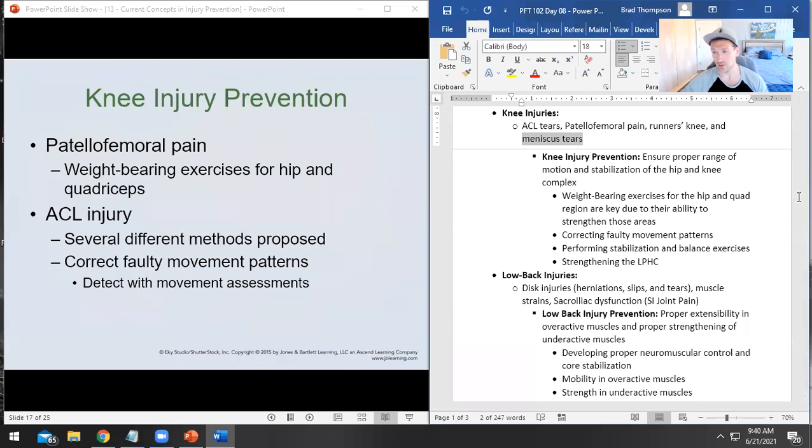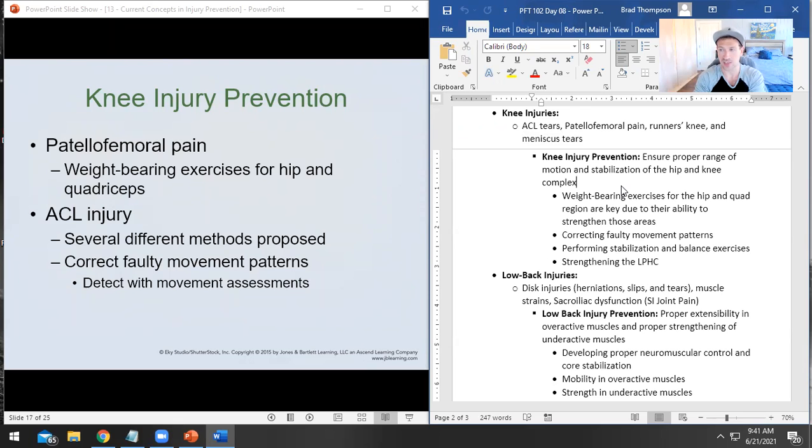Injury prevention, we need to fix it, right? Well, improper range of motion and stabilization of the knee, but also of the ankle and also of the hip, because your hip is above the knee, your ankle's below the knee. Your knee is trapped between these two structures. So you need hip stability, you need ankle stability, and you need knee stability. We have to do that, right?